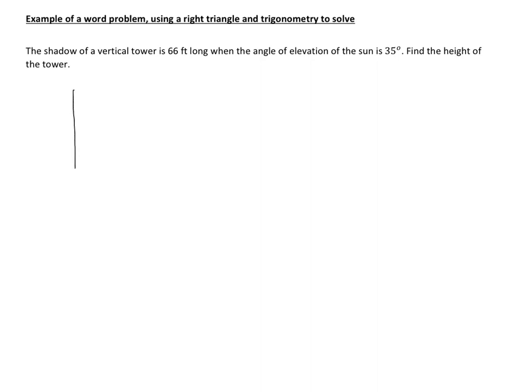Okay, if we have a tower right here, this will be our building or some kind of a tower. We are trying to find the height of that. We'll let that be x. So when you have the sun, it creates a shadow. The shadow will be along the ground. This is our shadow, and we found that it is 66 feet.